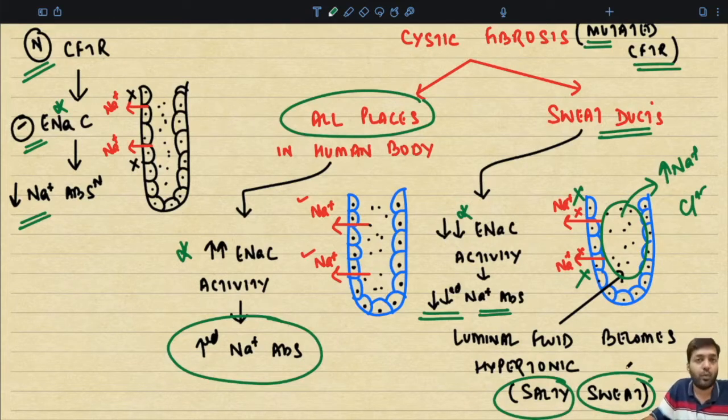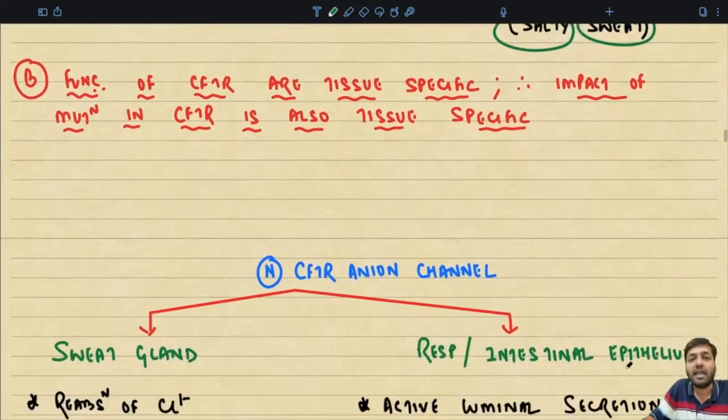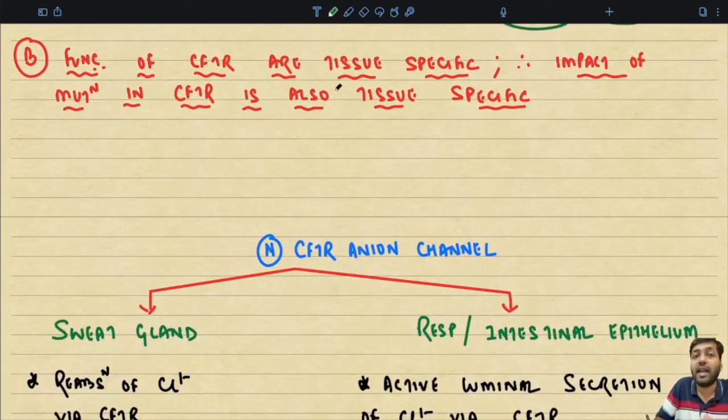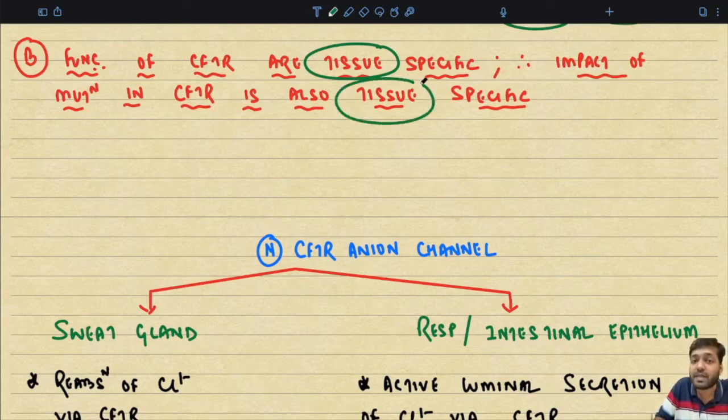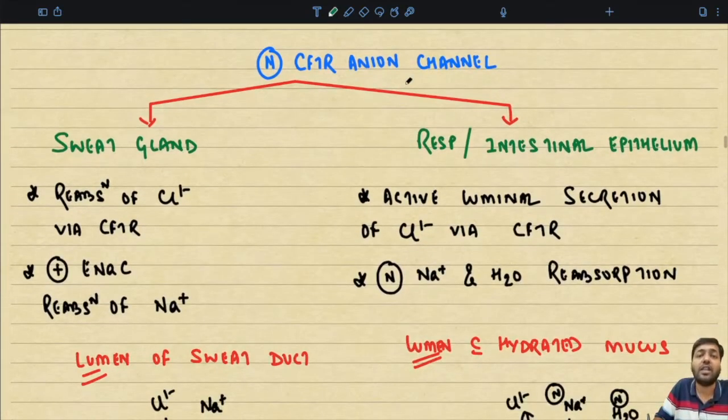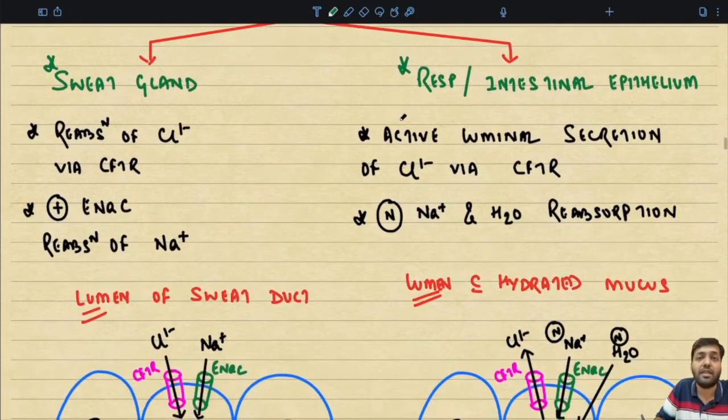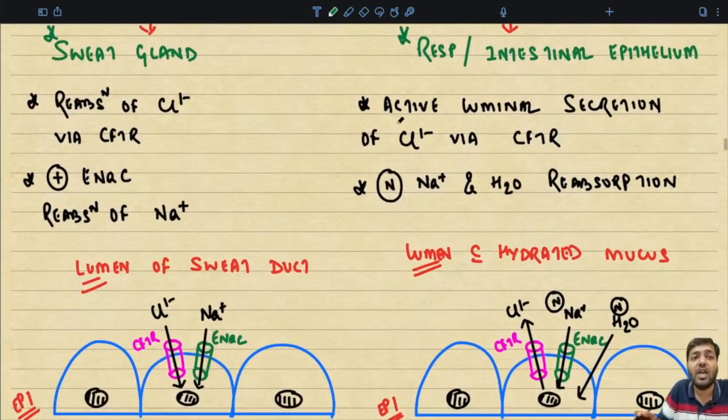Now, the second important facet of cystic fibrosis in the etiopathogenesis is that the function of the CFTR is tissue specific. Therefore, the impact of the mutation in CFTR is also tissue specific in nature. If we see over here, the normal CFTR anion channel at the level of the sweat gland and at the level of the respiratory or intestinal epithelium, we are going to see the normal functioning of the CFTR channel in the sweat gland versus the respiratory or the intestinal epithelium.